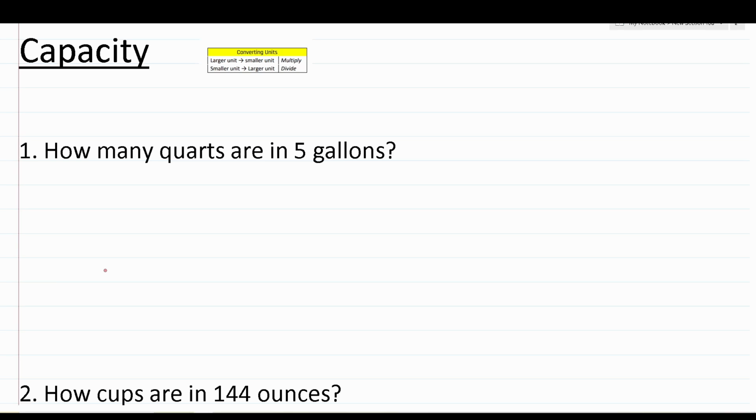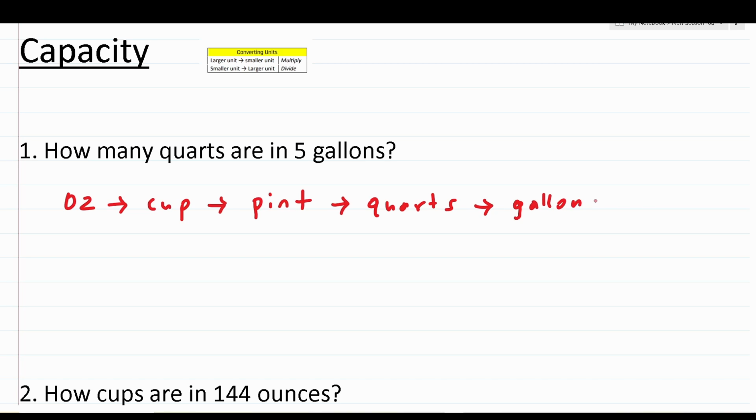Let's go ahead and make some conversions involving capacity now. To start, we have this question: how many quarts are in 5 gallons? Now, if it's helpful, you can write out all of the units you know for capacity. You have ounces, cups, pints, quarts, and then finally gallons. In this case, we're being asked to convert 5 gallons to quarts.